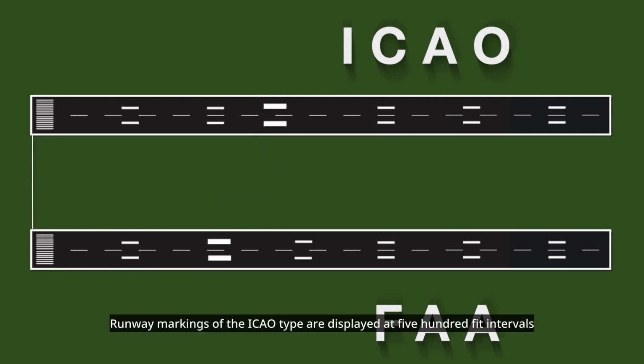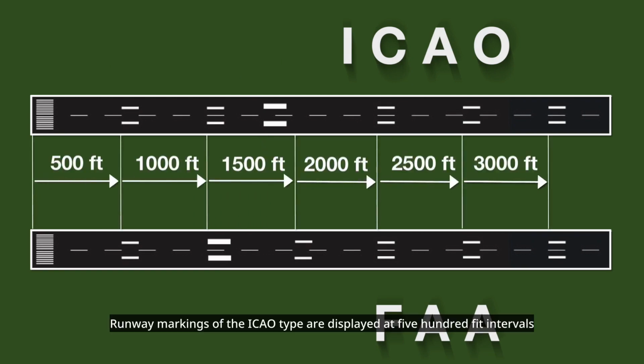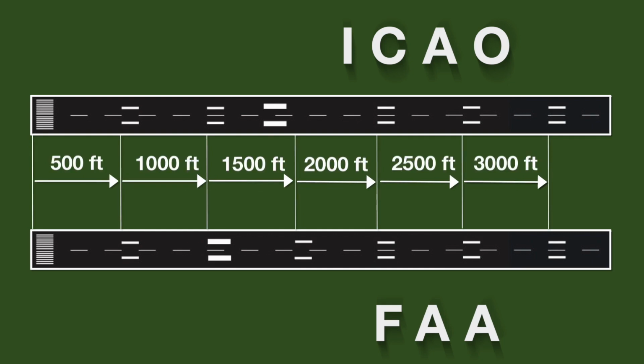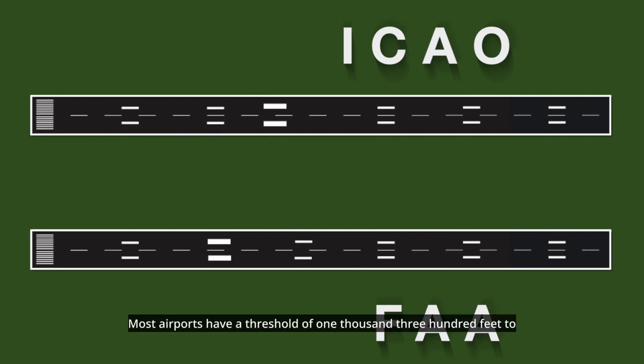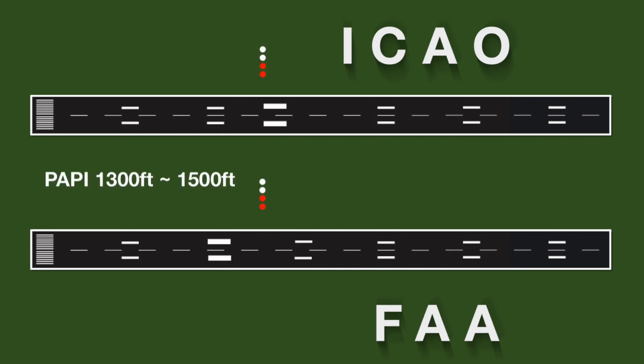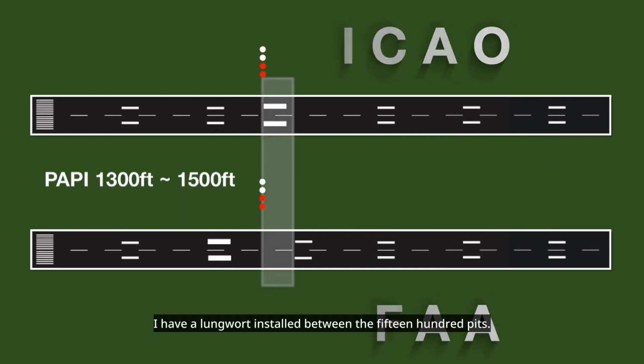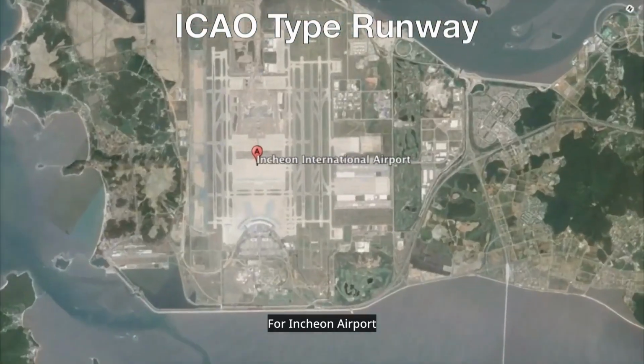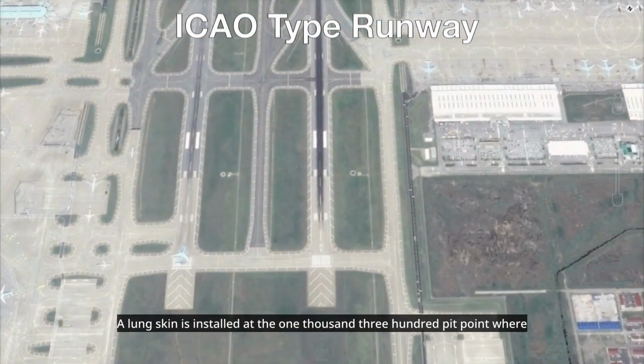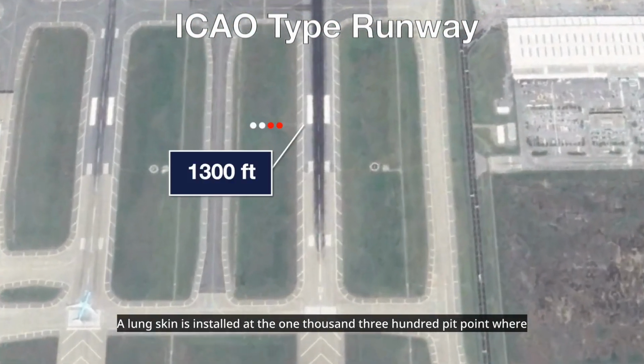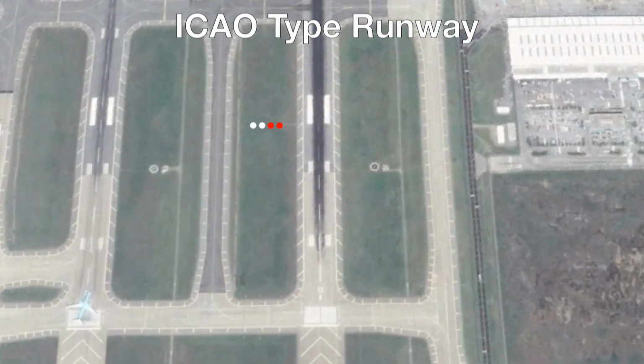Runway markings of the ICAO type are displayed at 500 feet intervals from the threshold. Most airports have a threshold of 1,300 feet too. A landing light is installed between the 1,500 feet points. For Incheon Airport, a light is installed at the 1,300 feet point where aiming point marking begins.